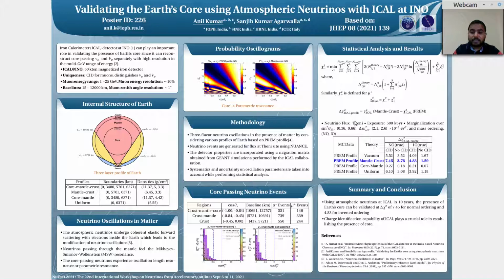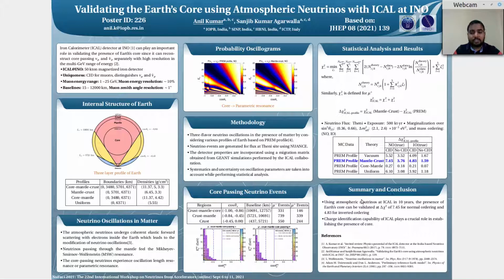Next we calculate delta chi square by considering the PREM profile in Monte Carlo data and various profiles in theory. So for example, in this blue row we see that the mantle crust profile, which does not have a core, can be ruled out with respect to the PREM profile with a delta chi square of 7.45 for the case of normal ordering, and if we consider the inverted ordering, then this result drops to 4.83. In both of these results we have considered the charge identification capability of ICAL. If CID capability is not there, then these results will drop further.